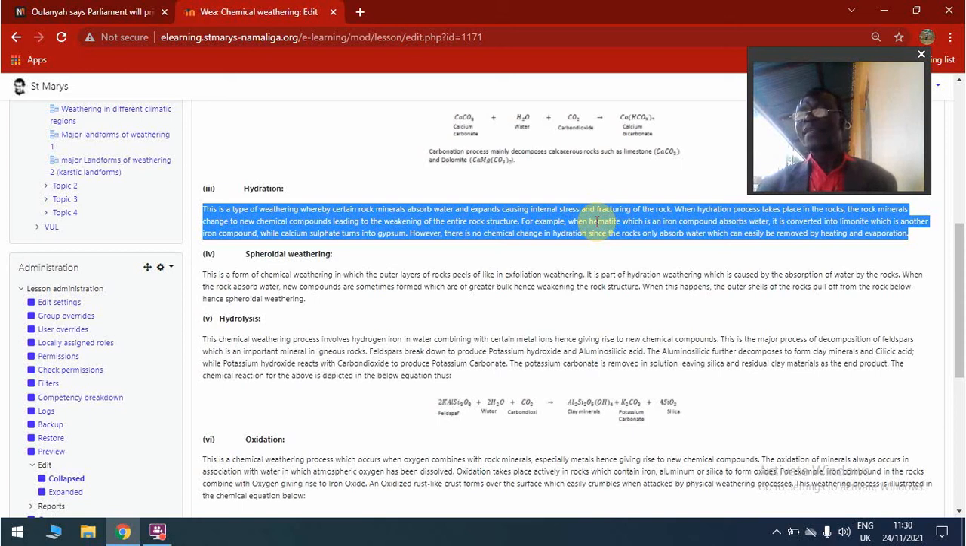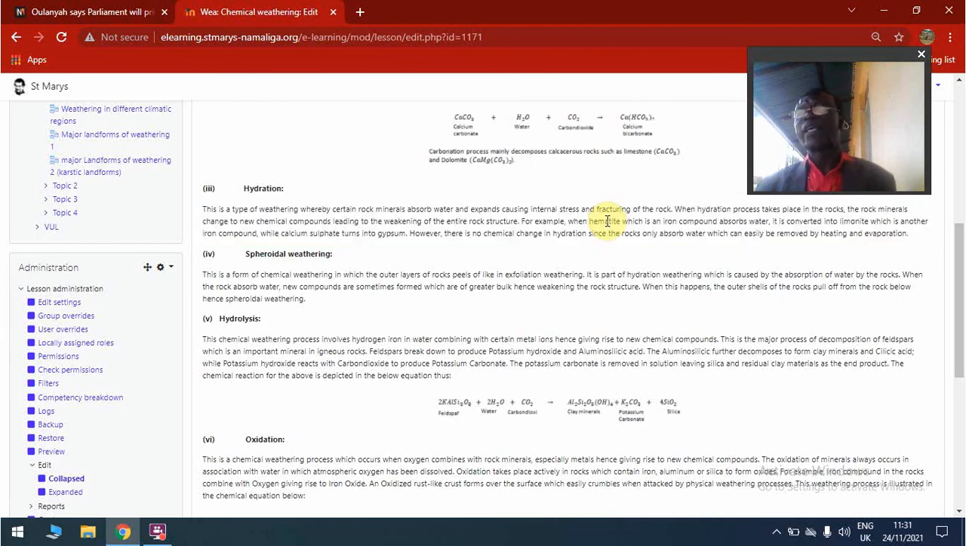In other words, the limonite will be reversed and will come back to hematite after evaporation of water from the rocks. So that is the hydration weathering process.